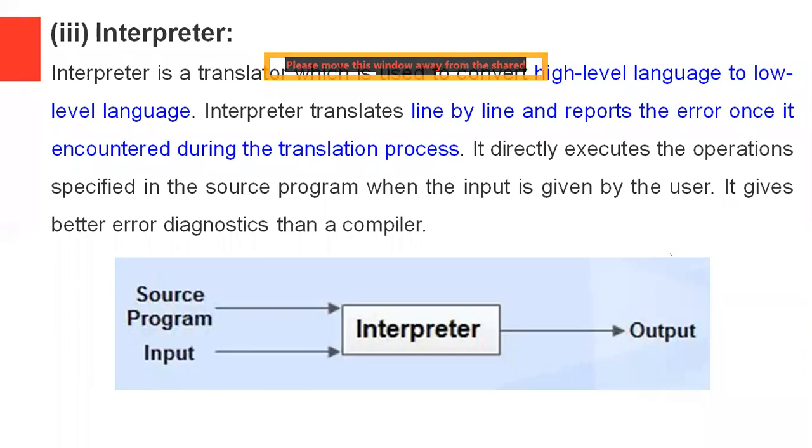Okay, so this is the interpreter. So what is an interpreter? Interpreter is a translator which is used to convert a high level language to low level language. So this interpreter translates line by line and reports the error once it is encountered during the translation process.